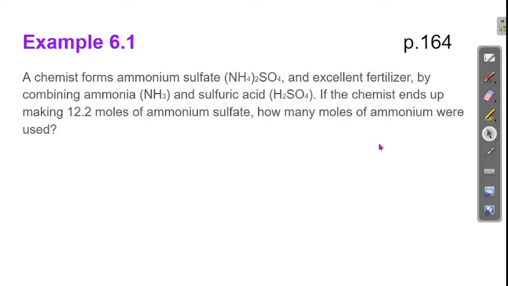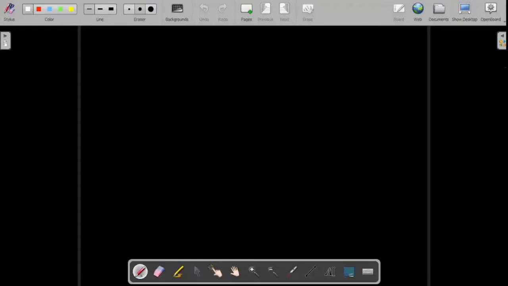This is the kind of problem you're going to be able to solve in this module. Let's go to the board right here and let's see how this is solved. So I'm going to start by writing an equation, okay? And they said, let's see if I can get white here.